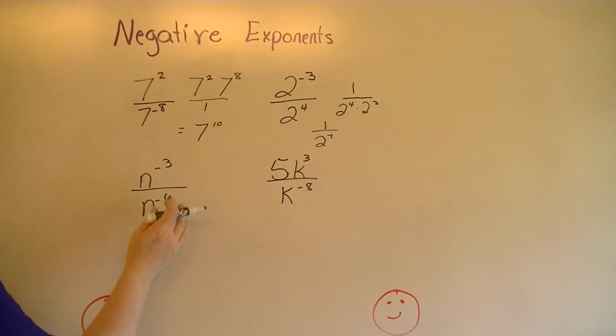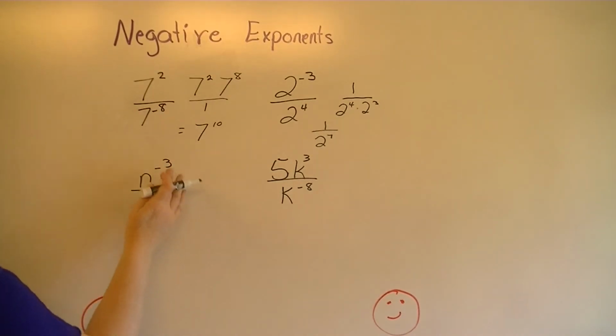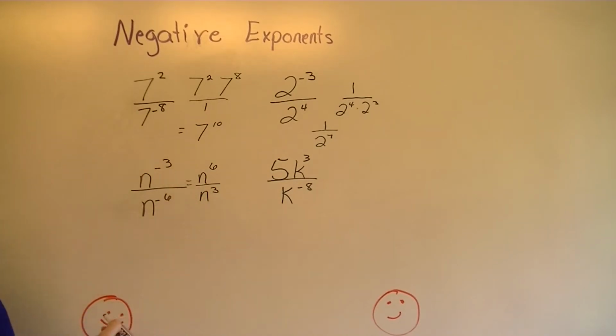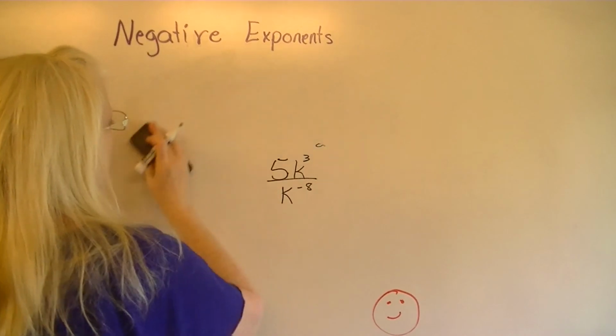And this fraction, the 3 is in the wrong place and the 6 is in the wrong place. So really it would look like n to the 6th power over n to the 3rd power, and then I would subtract. I have more n's on top, and my answer would be n to the 3rd power. Let's take a look at this last problem.